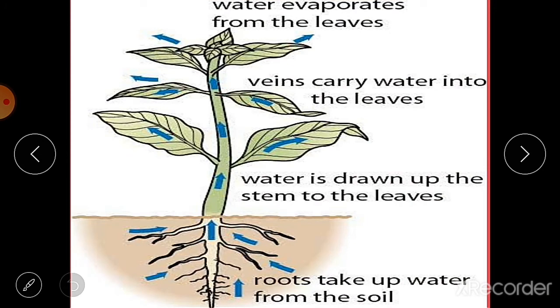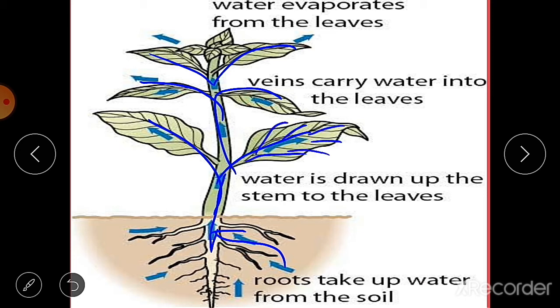So here you can see what transpiration is. Roots take up water from the soil, then this water is drawn up to the stem and then to the leaves. All the parts of the plant get this water. Then veins carry water into the leaves. These are the veins you can see here in the leaves, and these veins carry water to the leaves. Then water evaporates from the leaves.